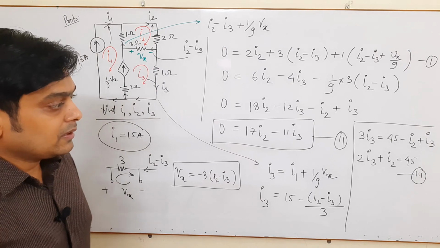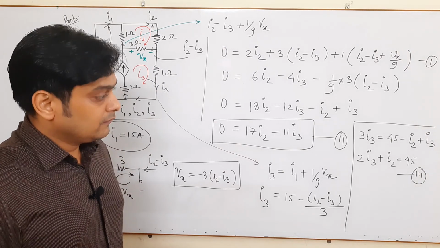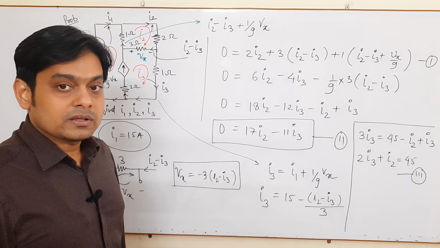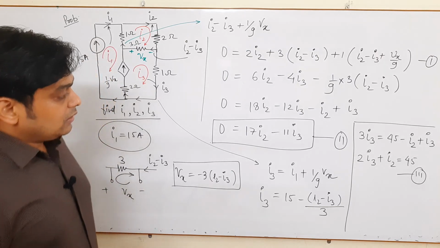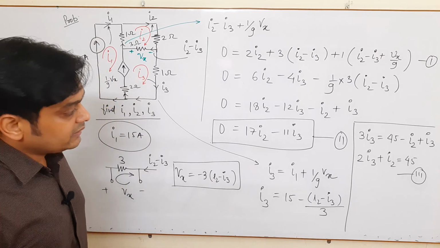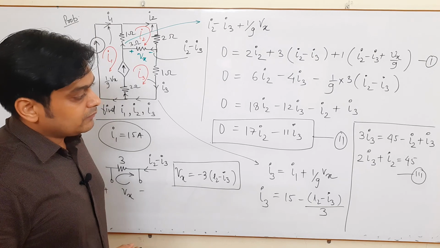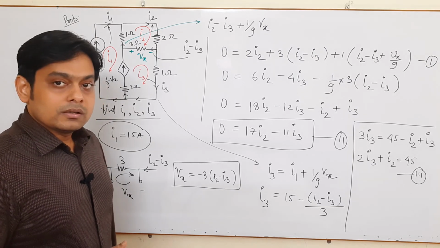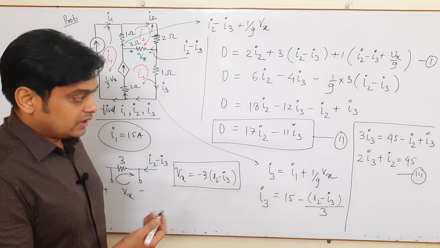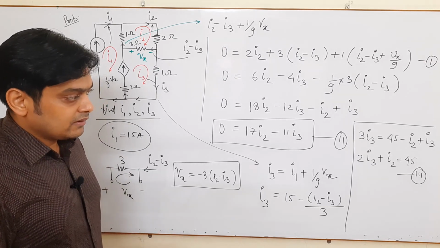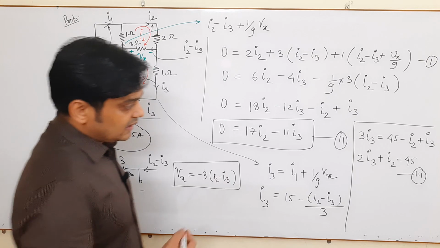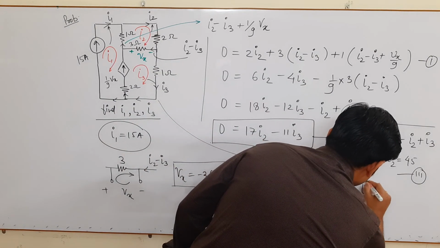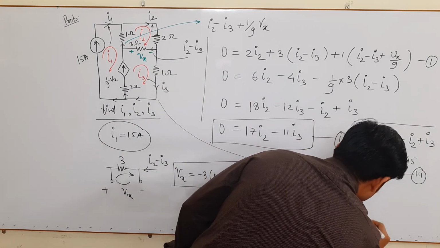2 I3 plus I2 is equal to 45. This is your third equation. So by solving equations 2 and 3, one can easily find the answer for I2 and I3. There are two equations, so you can easily find the value of I2 and I3. I will directly write here the value of I2 and I3.